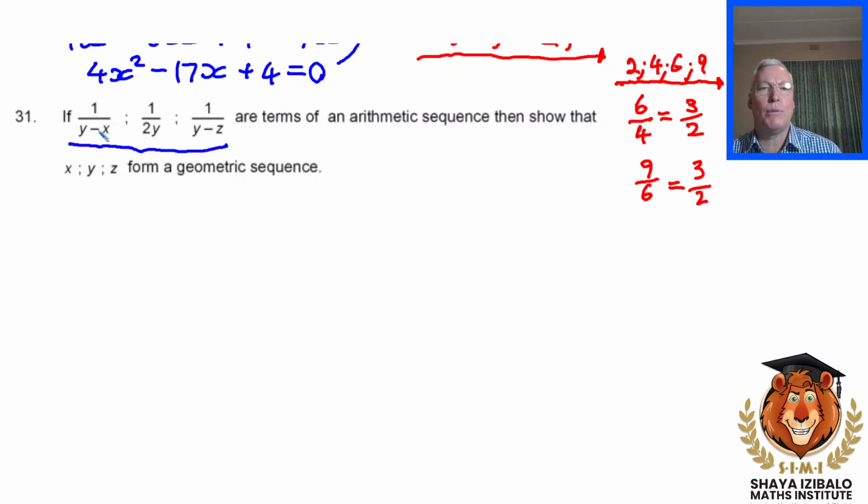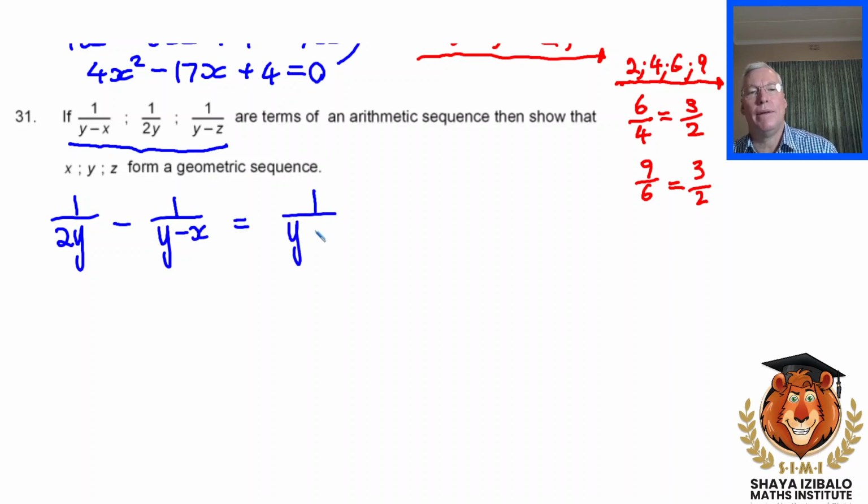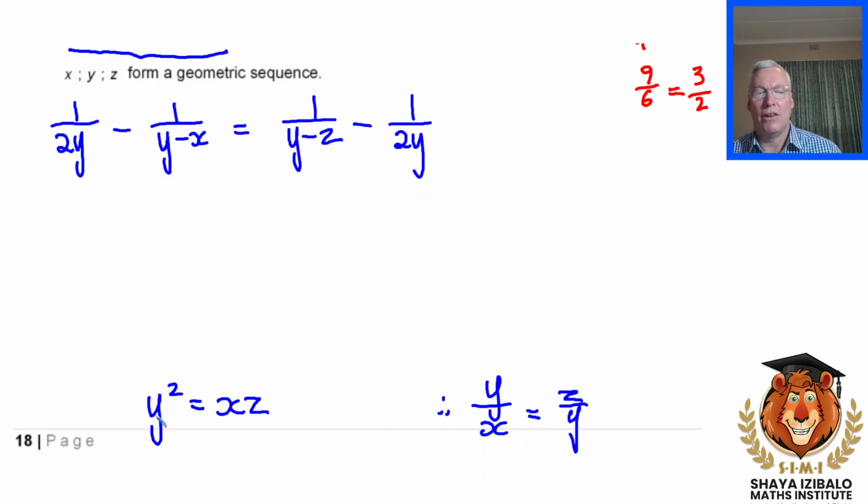Now, what equation can we make if these 3 things form an arithmetic sequence? Okay, we know that this minus that is the same as 1 over y minus z minus 1 over 2y. All right, now, from here, it's just algebra. We need to add these fractions. We've got an equation, so we can do the same thing to both sides. And we want to try and get from here to here. I'll ask you to pause the video and try. It is tricky, so don't spend too long on it. And then we'll take a look.